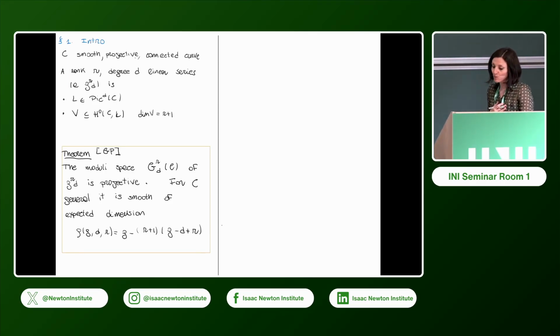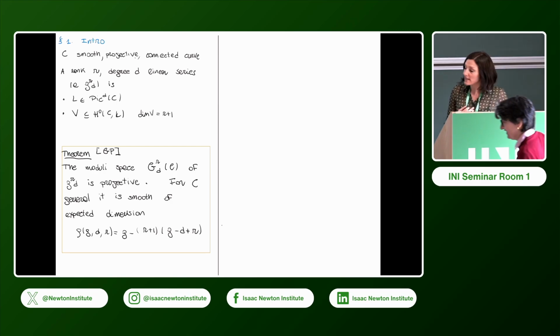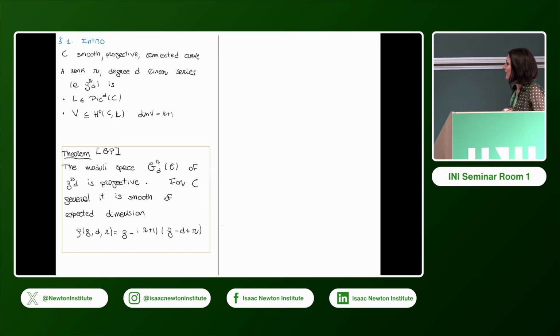If C is a smooth projective connected curve, then a rank-r degree-d linear series, or a g^r_d, is something we all know: a degree d line bundle on the curve and a subspace of the space of global sections of dimension r+1. And it is a very classical result that the moduli space of g^r_d's is projective, and a result of Gieseker and Petri that if C is general in the moduli space, then this is actually smooth of the expected dimension.